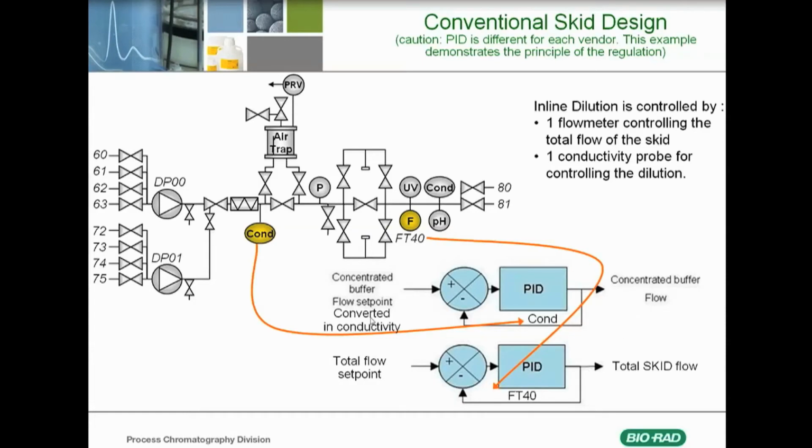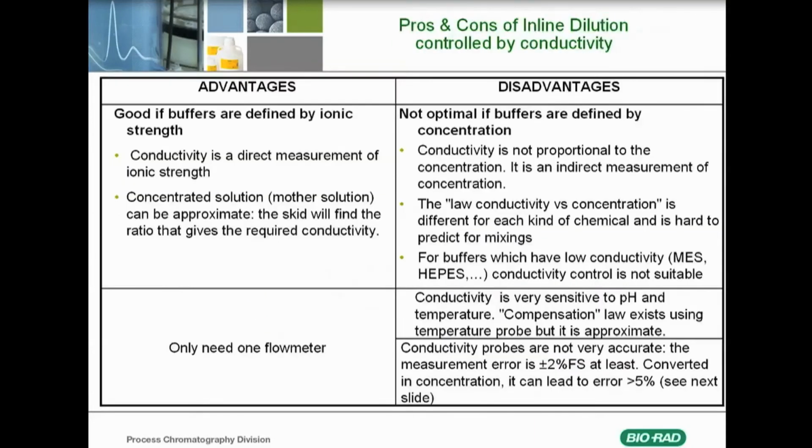Same applies for the inline dilution, but this time the dilution is converted into conductivity. So here, if we inject too little salt, so not enough conductivity, this closed loop control is going to speed up the concentrated buffer pumps, and the opposite. Okay, so this is a typical situation that we can find. And therefore, what are the pros and cons of such a solution?